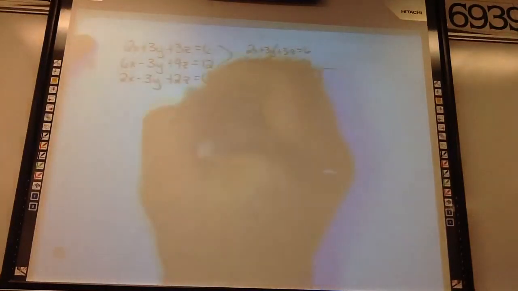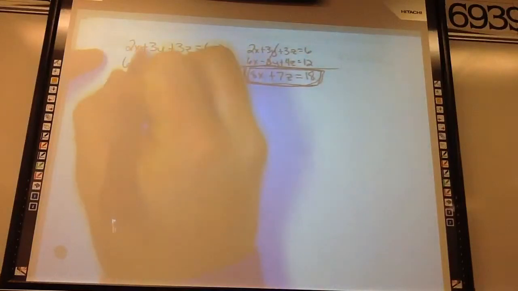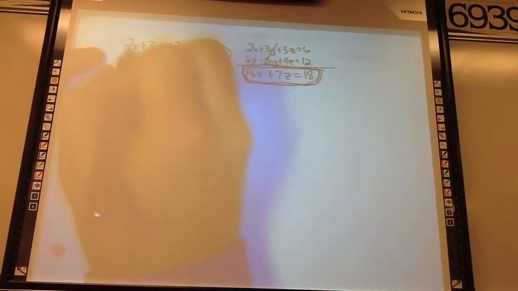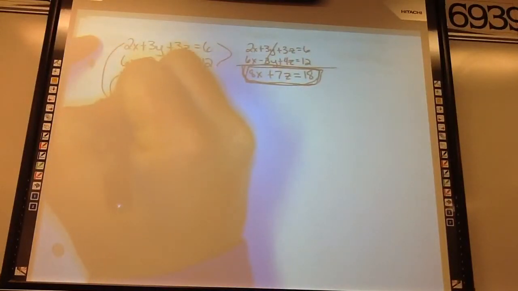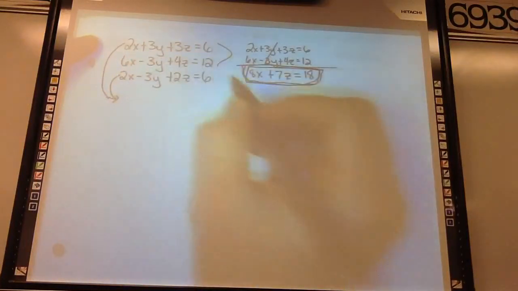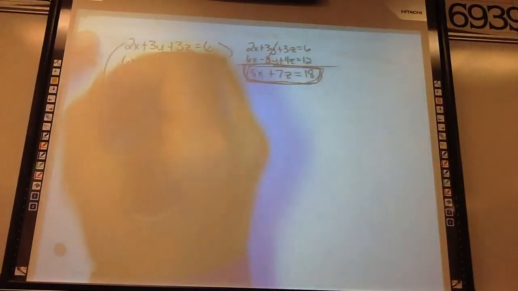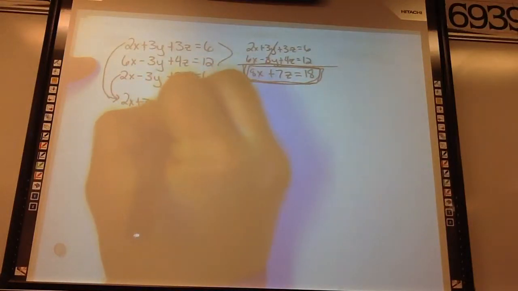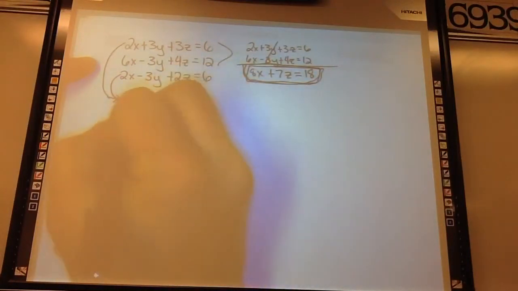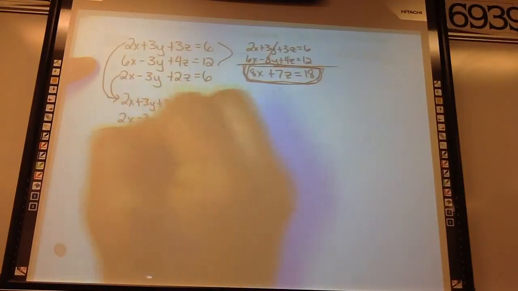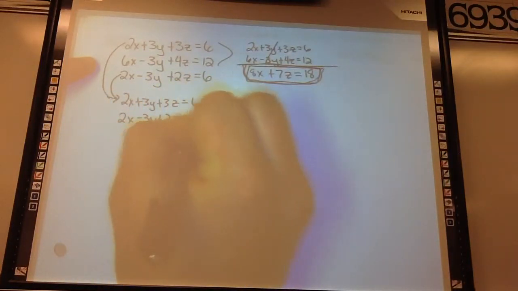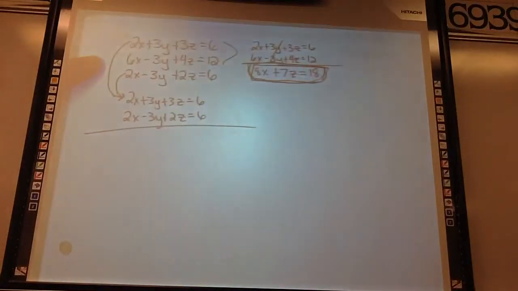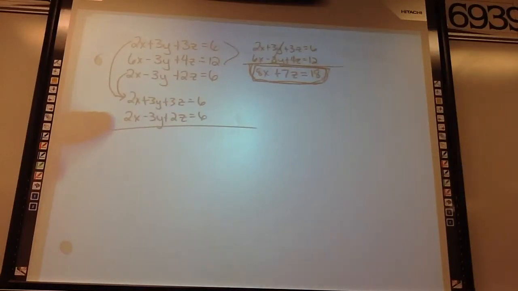So do you take the bottom? I would pick the top and the bottom because those are both negative, so it's easier. You have to pick 2 different ones though, obviously, otherwise you'll just get the same thing. So we got 2x plus 3y plus 3z equals 6. And 2x minus 3y plus 2z equals 6. You want to eliminate the y again.